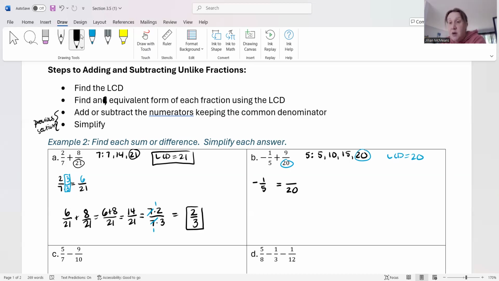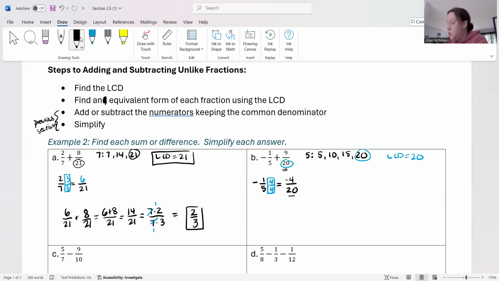So I have to ask myself, what would I multiply 5 by to get 20? Well, that would be 4. So I want to multiply top and bottom by 4. That's my weird form of 1. So -1 times 4 is -4, and then 5 times 4 is 20. So I've got now an equivalent form of -1/5 that happens to have the LCD as the denominator.